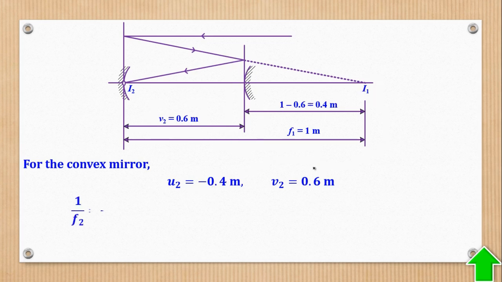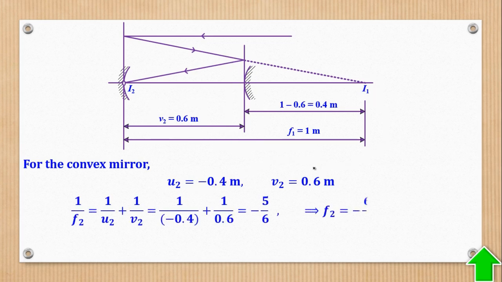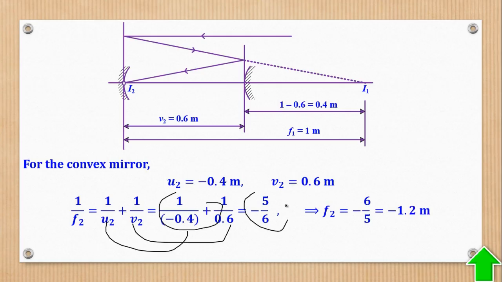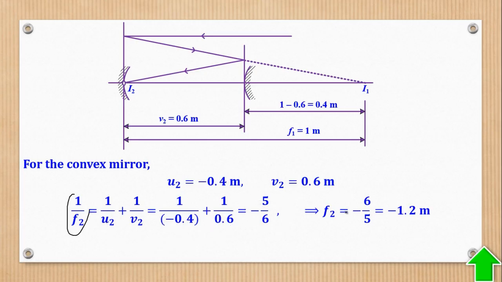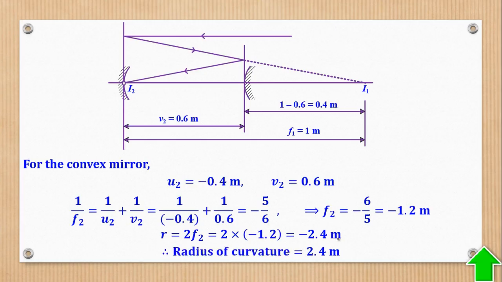That means you can get the focal length using the formula 1 over f is equal to 1 over u plus 1 over v. So u is that, v is that. When I use the calculator, the whole of this gives you negative 5 over 6. But that negative 5 over 6 is equal to 1 over f. Therefore, to get f, it should be the reciprocal of this, which is negative 6 over 5. The calculator gives you negative 1.2 meters. Then the radius of curvature is twice the focal length, so it will be 2.4 meters. And that is what they wanted.